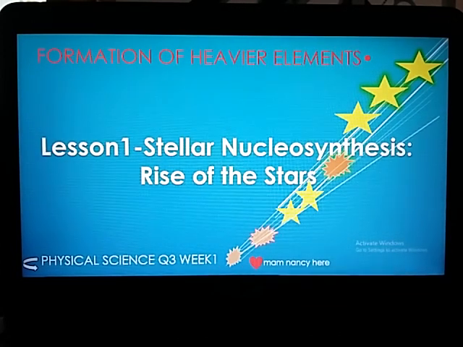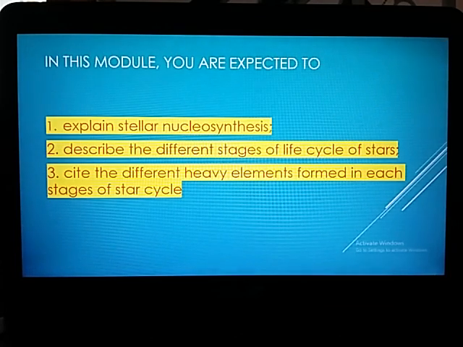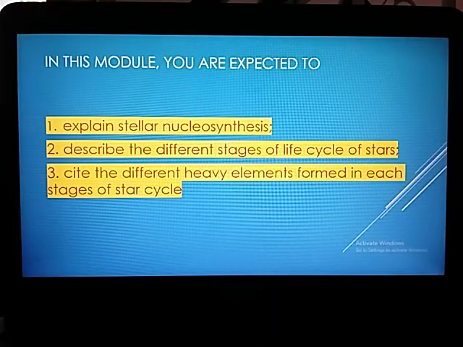Good morning. This is a tutorial guide for our lesson, which is the formation of heavier elements. This is Lesson 1 in Physical Science, entitled Stellar Nucleosynthesis, the Rise of the Stars. In this module, you are expected to explain stellar nucleosynthesis, describe the different stages of the life cycle of stars, and cite the different heavy elements formed in each stage of the star cycle.